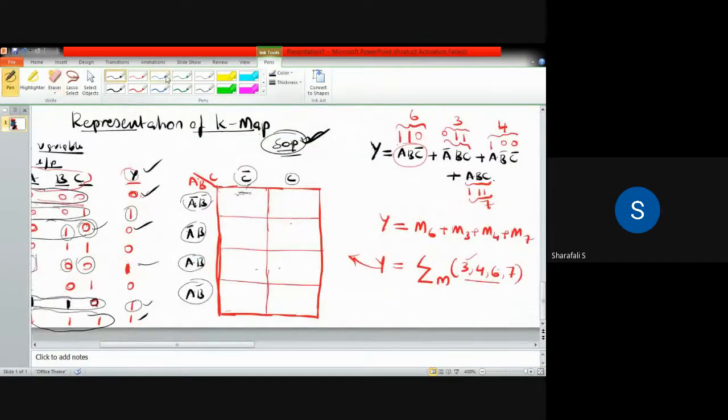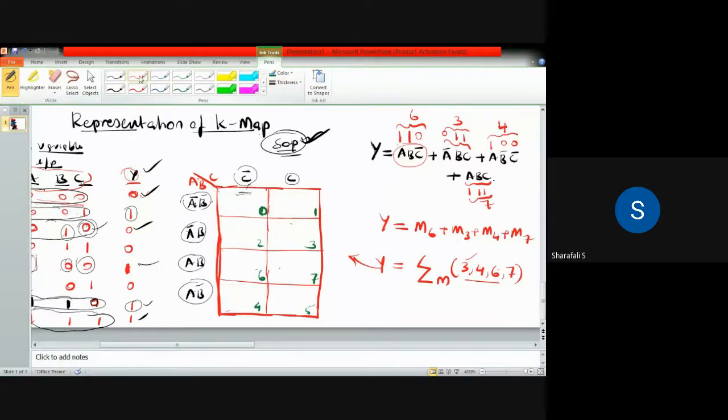So how will we represent that in this K-map? Third cell, which one is the third cell? As you know, this is the first cell. Which one is second? Second is A bar, B bar, C. So sorry, this is 0, this is 1, then this is 2, this is 3, and this is 4, this is 5, this is 6, this is 7. So the third one is this cell.